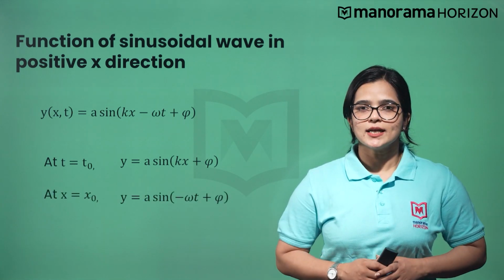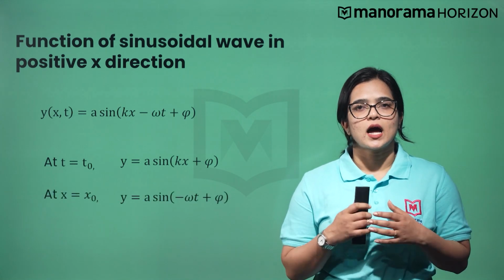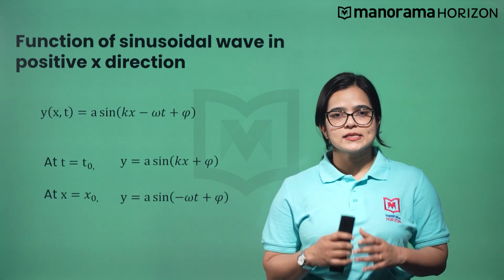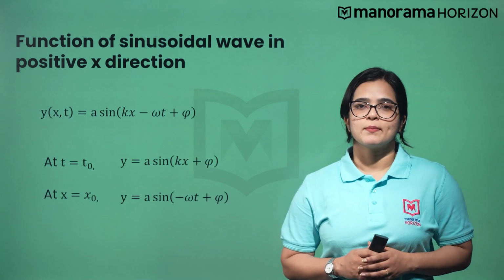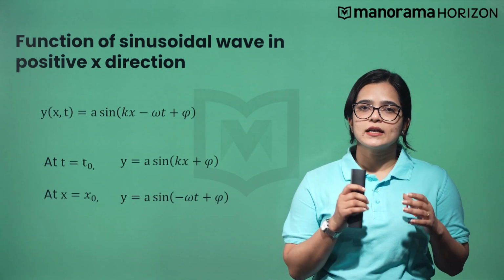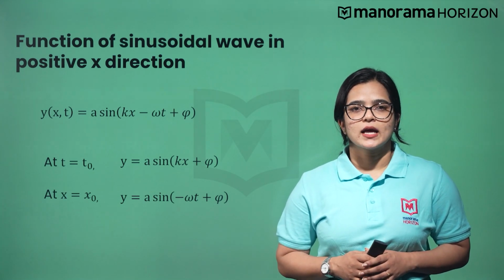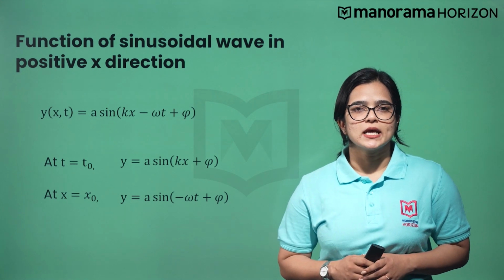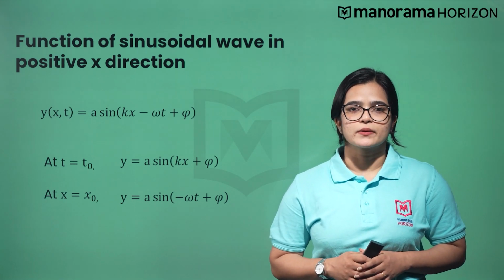This shows that the shape of the wave at any instant as a function of x is a sine wave. Similarly, take a fixed location x = x₀. Then the argument of the sine function can be described as y = A sin(−ωt + φ). This shows that the displacement y at a fixed position varies sinusoidally with time. That is, the constituents of the medium at different positions execute simple harmonic motion.